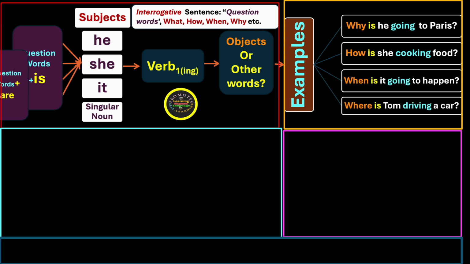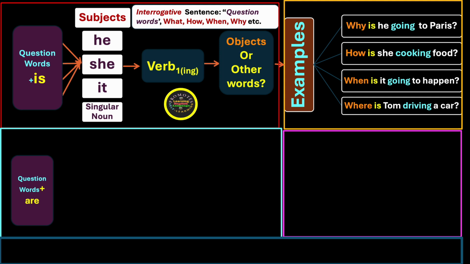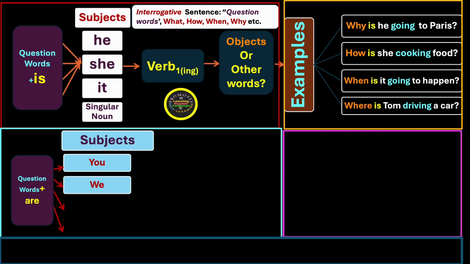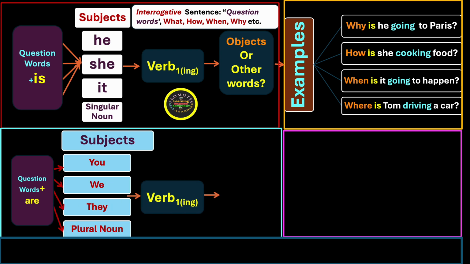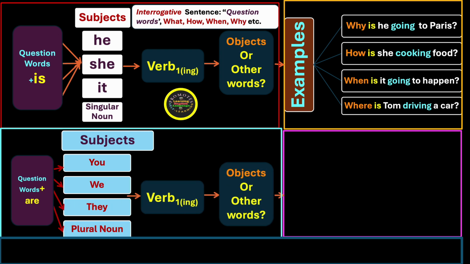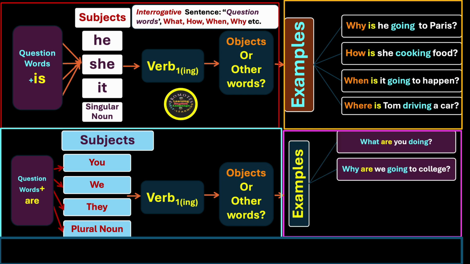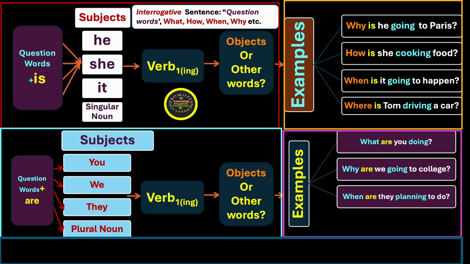We have one more structure: question words plus are, and then we have the relevant subjects like you, we, they and plural noun, and then we have the first form of the verb with ing, and then we have objects or other words. See the examples: what are you doing? Why are we going to college? When are they planning to do? Why are girls making cakes?